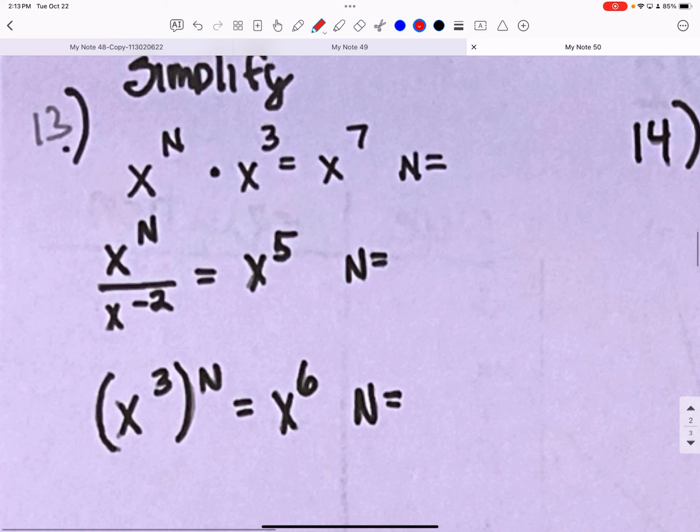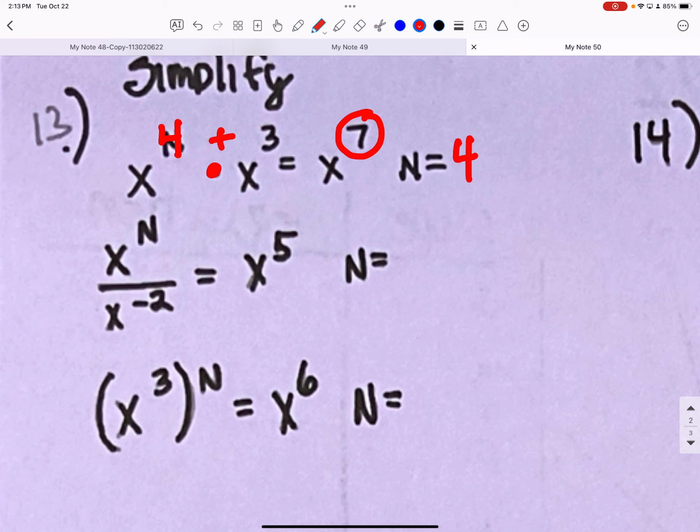Okay, let's see. X to the n power times x to the third power is x to the 7th. So we know our power rules. This has to be a 4, right? Because one less than multiplication is addition. So how did we get to 7? We must have had a 4 because you just add the powers. So n equals 4 in this one.